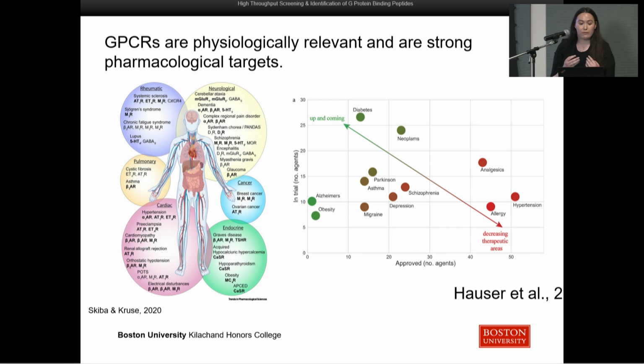GPCRs are physiologically relevant due to being heavily implicated in signaling a lot of our senses as well as higher mental function. That means that when they're dysregulated or mutated, that could lead to many different diseases, as seen on the left. Because of this, they're also strong pharmacological targets. 30 to 40% of FDA-approved drugs actually target GPCRs. And over here, you can see some areas of interest for GPCR targeting, including diabetes, Alzheimer's, and obesity.